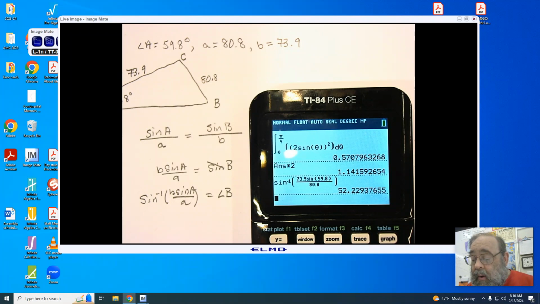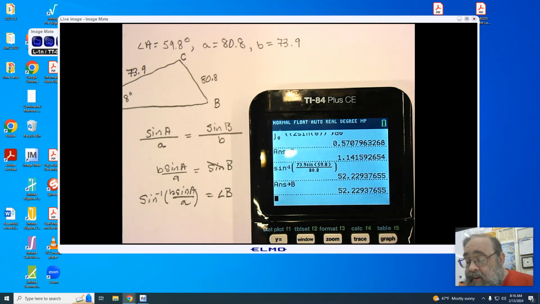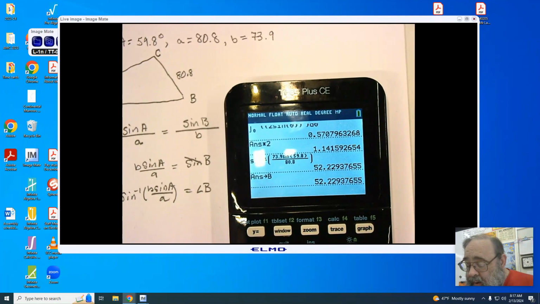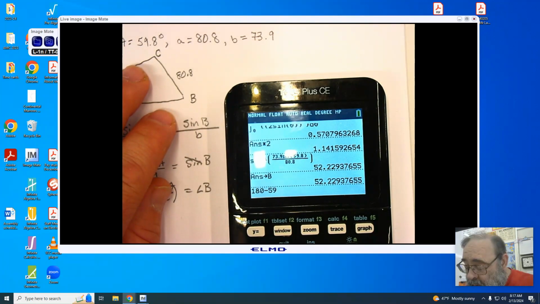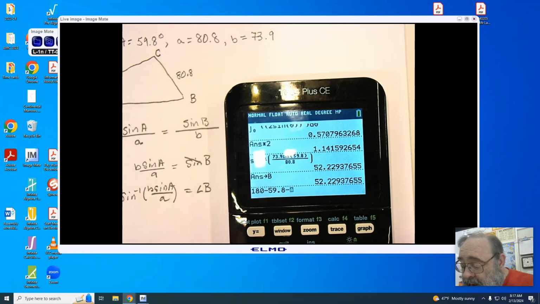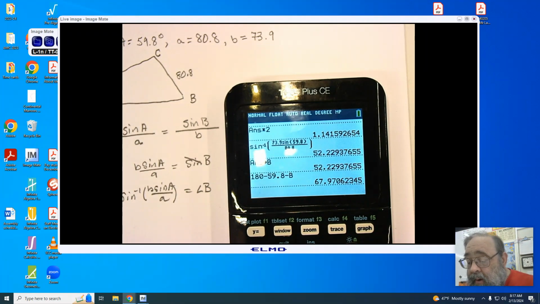Now once you have this angle, I recommend that you store it in the side or angle that it is. This was angle B, so I'm going to call it angle B. To do that, I hit the STO button that is directly above on, followed by alpha and a letter. The letter should be the same color as your alpha button, depending upon your calculator. When you hit enter, it's now stored in your calculator. In order to find C, we're going to take 180 degrees and subtract our angle A, which was 59.8, and then subtract angle B. When we hit enter, we now have angle C, which I'm going to store in alpha C.